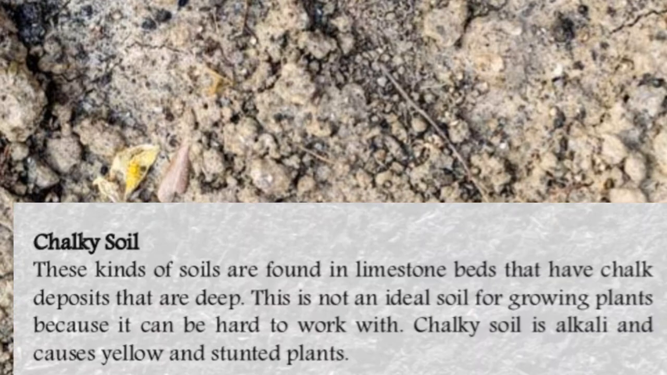The fifth one is chalky soil. These kinds of soil are found in limestone, have chalk deposits that are deep. This is not an ideal soil for growing plants because it can be hard to grow with. Chalky soil is alkali and causes yellow and stunted plants.